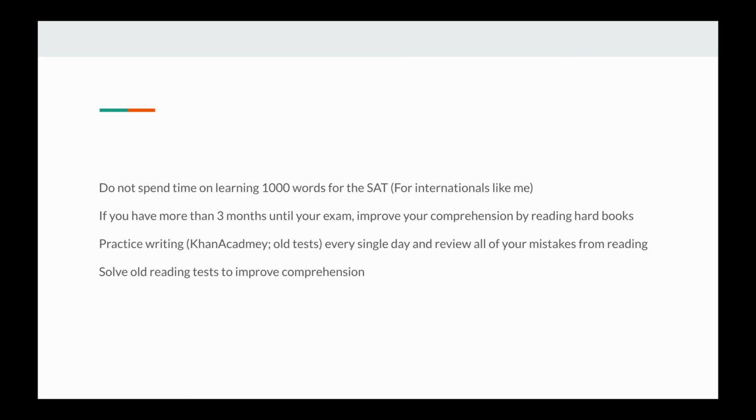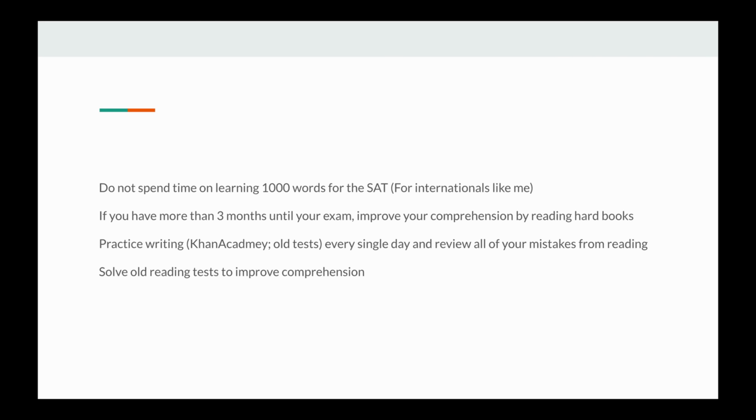So very important. If you have a lot of time, improve your comprehension by reading harder books. Read the old paper SAT, do writings, just do everything except learning 1000 words for the SAT. You can even watch Netflix shows or anime in English and write down words that you don't know. And that's even going to be more efficient than learning 1000 words for the SAT and putting them down on flashcards on Quizlet or Anki. That's just going to spend a ton of time. Read books and learn words by reading books.